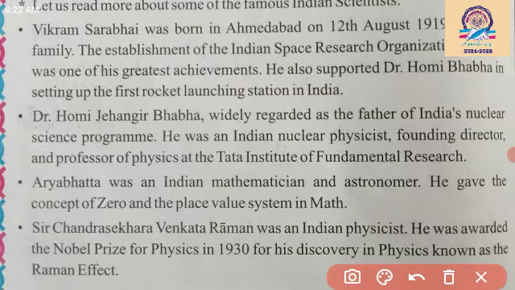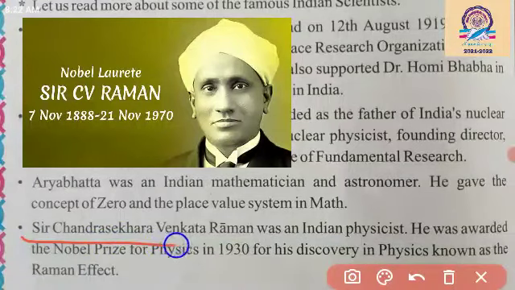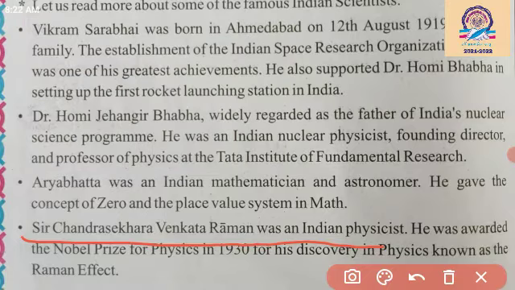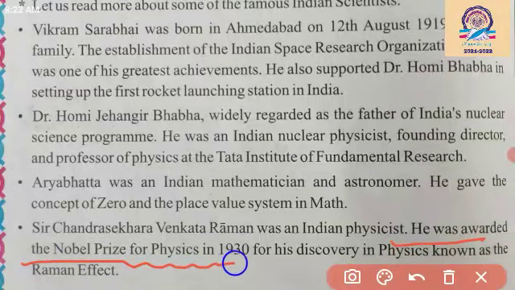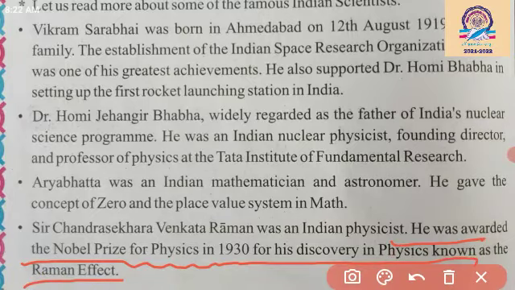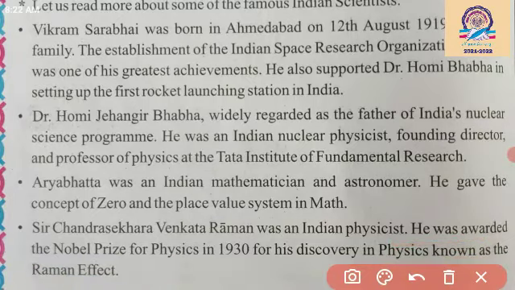Then Sir Chandrasekhar Venkat Raman was an Indian physicist. Physics is one part of science. In short form, CV Raman, one scientist, was awarded the Nobel Prize for Physics in 1930 for his discovery in physics known as the Raman effect. So C.V. Raman was an Indian physicist, famous in physics, and he was awarded the Nobel Prize.